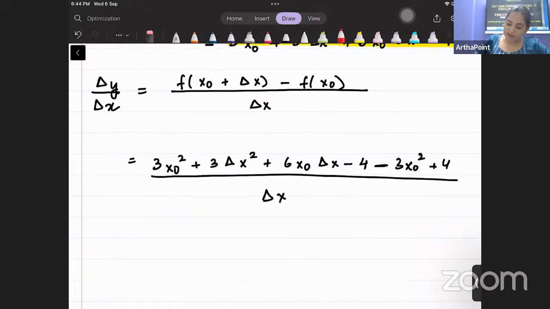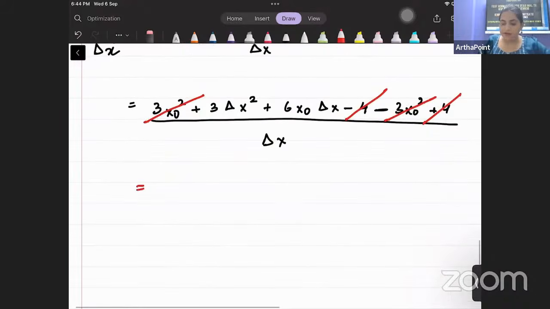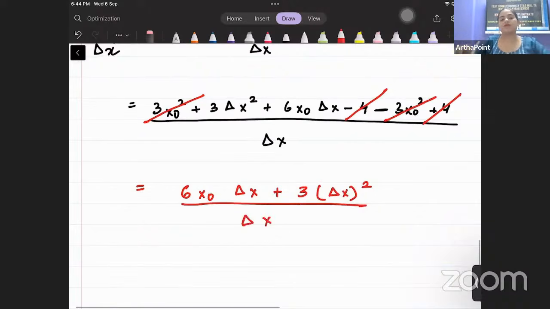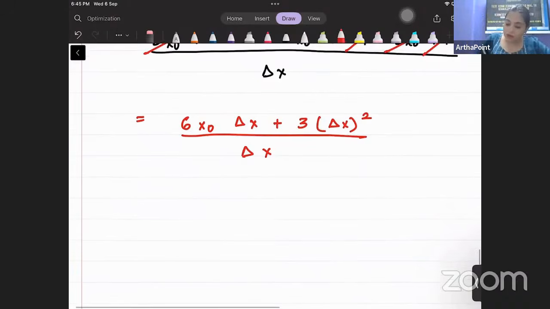Beta, this cancels out. So you will be left up with 6 x naught into change in x plus 3 change in x whole square upon change in x. This is your first question, first example of the book. Chapter 6, AC Chiang. This is your first example. ठीक है बेटा? तो अब क्या कर सकते हैं?